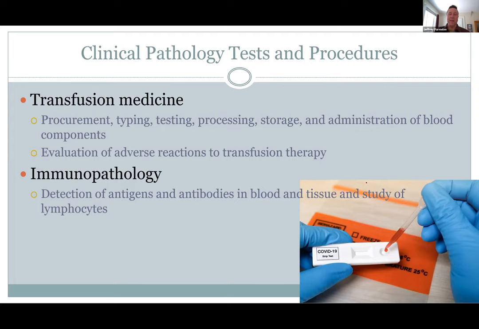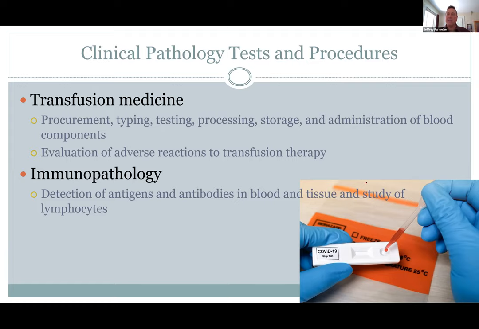Immunopathology is now looking at antibodies. And that's being talked about now because of COVID, to see when you are sick, your body produces antibodies and you have memory cells, so that the next time you are infected, those memory cells are there. You can quickly fight the disease and maybe not even have symptoms.